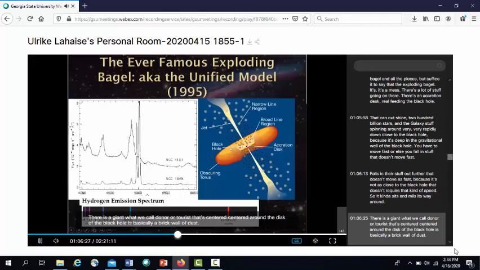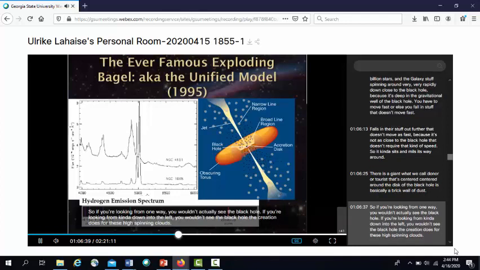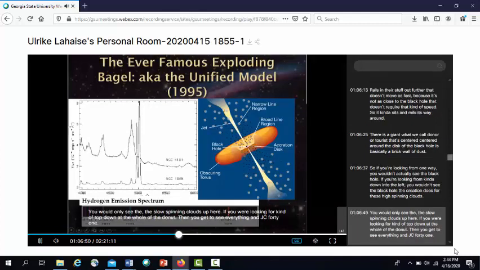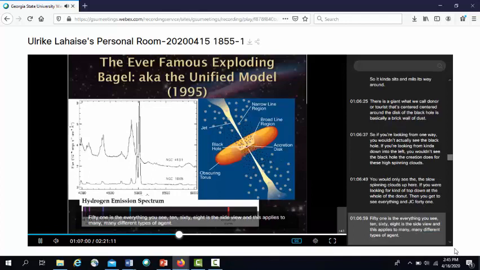There is a giant, what we call donut or torus, that's centered around the accretion disk of the black hole. That's basically a brick wall of dust. So if you're looking from one way, you wouldn't actually see the black hole. If you're looking from kind of down into the left, you wouldn't see the black hole, the accretion disk, or these high spinning clouds. You would only see the slow spinning clouds up here. If you were looking from kind of top down at the whole of the donut, then you get to see everything. NGC 4151 is the everything. NGC 1068 is the side view. And this applies to many, many different types of AGN.